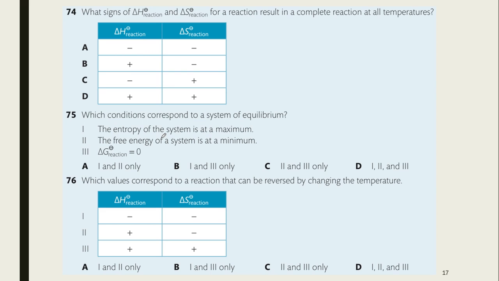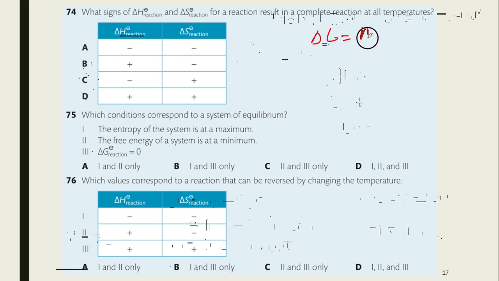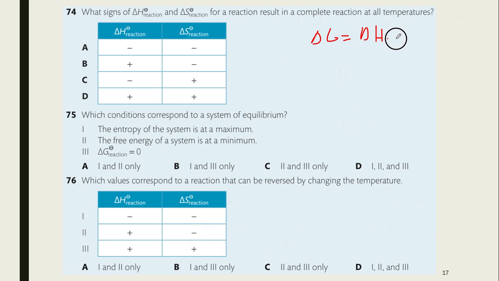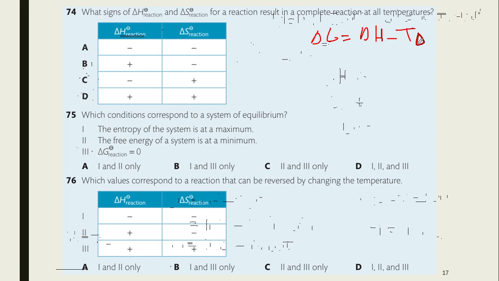Okay, let's do a couple of practice questions just to wrap up this little look at equilibrium. So, number 74, what signs of delta H and delta S for a reaction result in a complete reaction at all temperatures? Okay, so if we were to do delta G equals delta H minus T delta S.